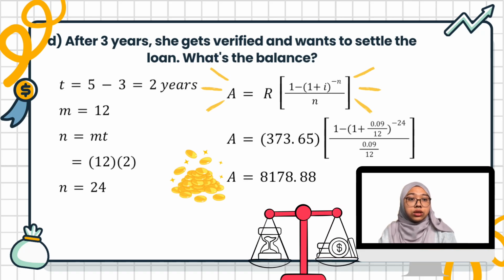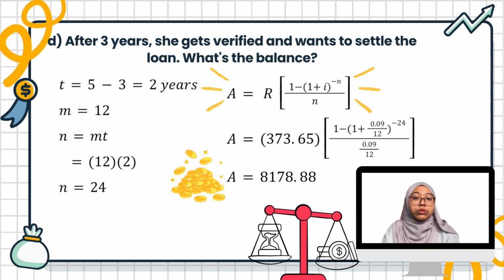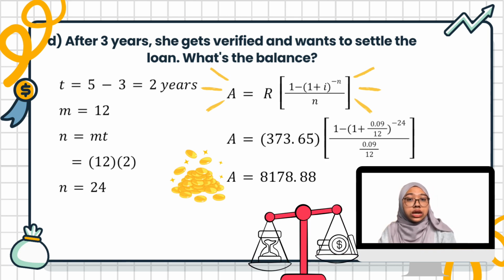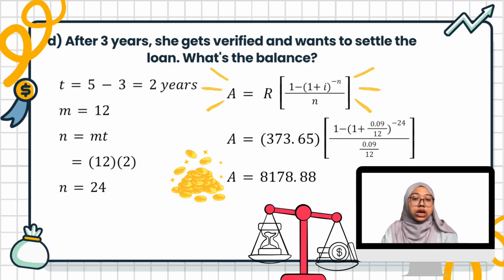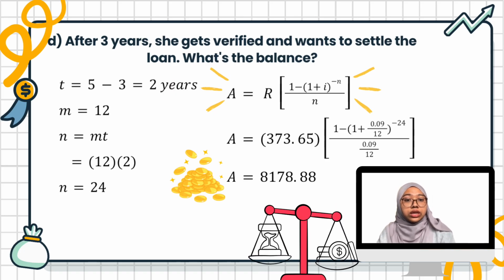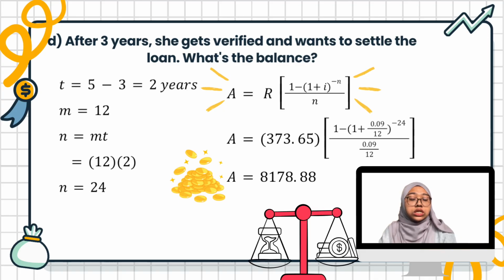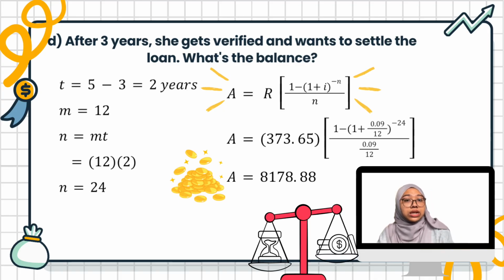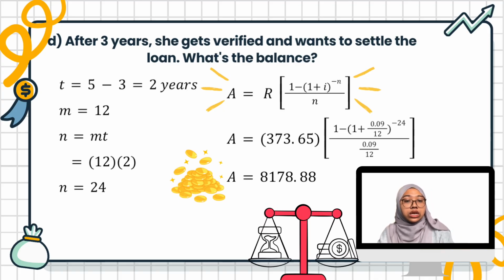Next, to find A, we use the formula where we replace the R with 373 and 65 cents, where R is her monthly payment, and we replace the I, which is her periodic interest, where I is 0.09 over 12, and we replace her new N, which is 24. So her total balance is 81,078 and 88 cents.